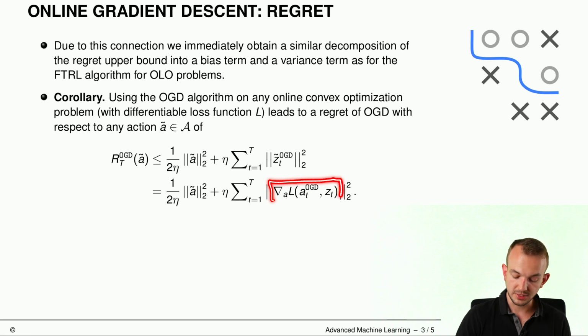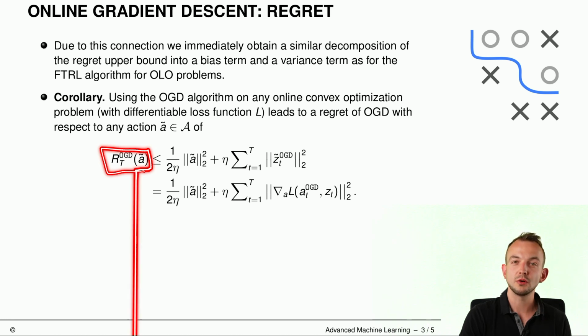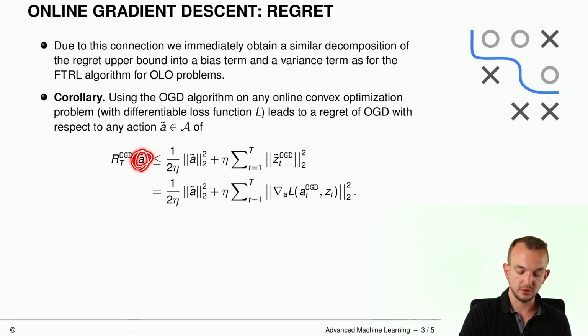We can do the substitution of these artificial environmental data points. They are nothing else than the gradients of the original loss function evaluated at the most recent data points consisting of environmental data point and action. And we get immediately a bound for the regret of the online gradient descent for time horizon t for some competing action A tilde, any we like.